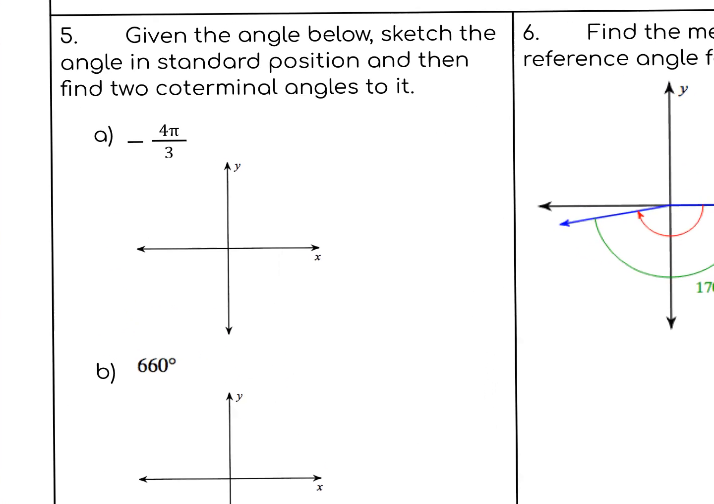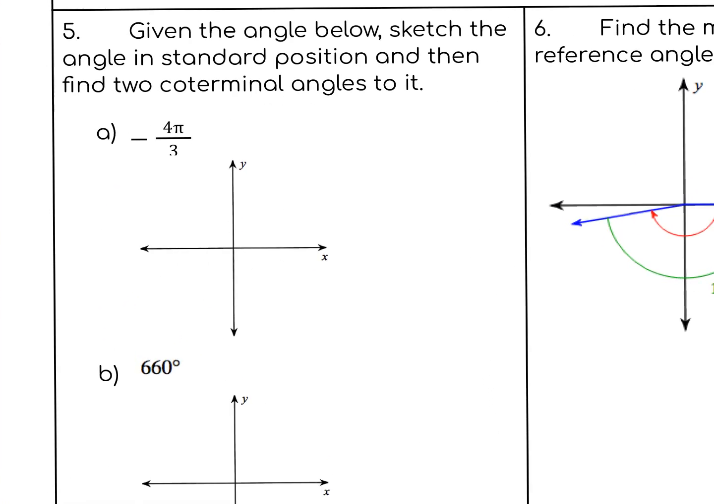Given the angle below, sketch the angle in standard position. So 4 pi over 3, that means go a pi and then pi over 3 more. So that's going to be something like that.